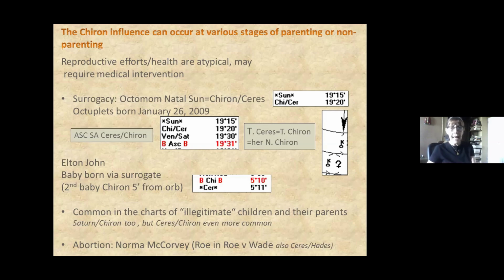When Elton John had a baby born with a surrogate, progressed Chiron was 1 minute from Ceres. And when he had a second baby born the same way, progressed Chiron had moved 6 minutes from where it was, and it was now 5 minutes past the Ceres. But basically, he had his children with Ceres Chiron. It's very common in the horoscopes of illegitimate children. I hate that term, but I'm going to use it just to cut to the chase here, both in the charts of those children as well as their parents.